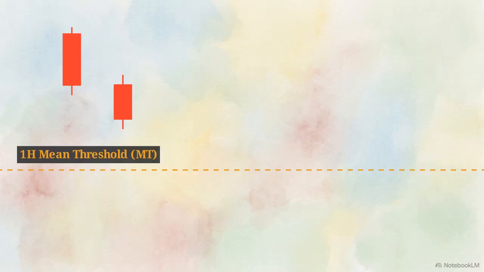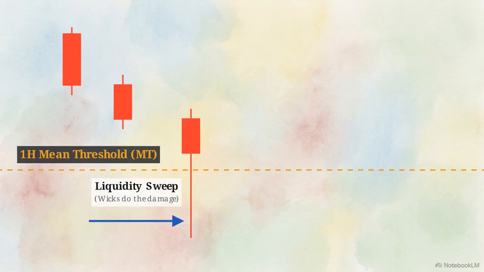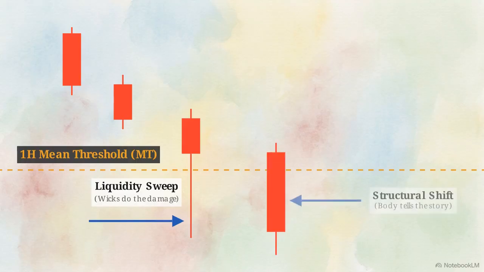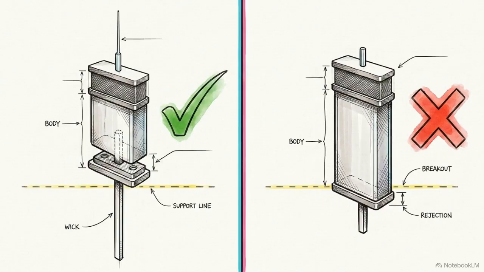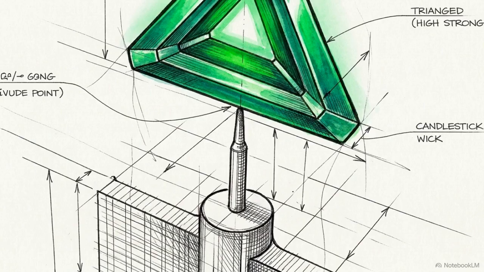Wicks do the damage, but bodies tell the story. The algorithms use long wicks to sweep liquidity and pierce the equilibrium, but a true structural shift requires a solid body closure firmly past the line. Profitability on these lower timeframes depends entirely on your ability to differentiate an institutional liquidity sweep from a genuine structural failure. You must identify the exact moment the Wave B trap is mathematically neutralized by incoming volume.